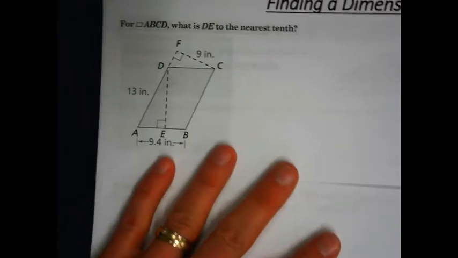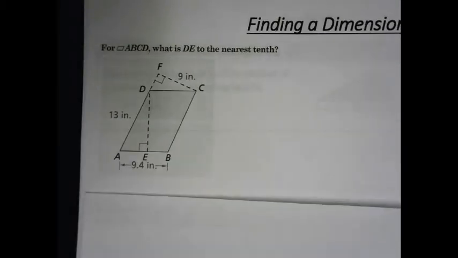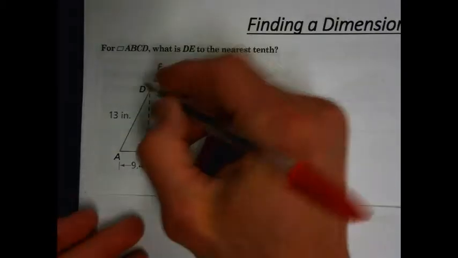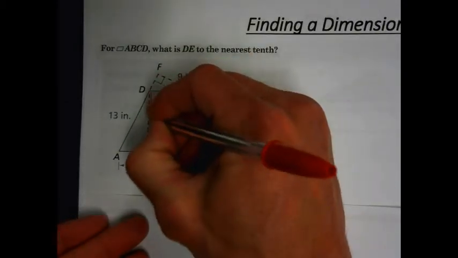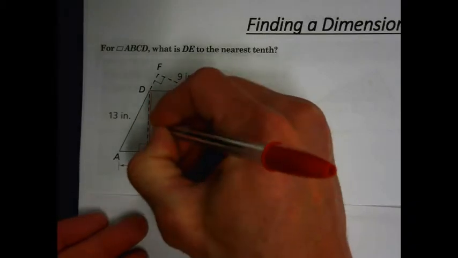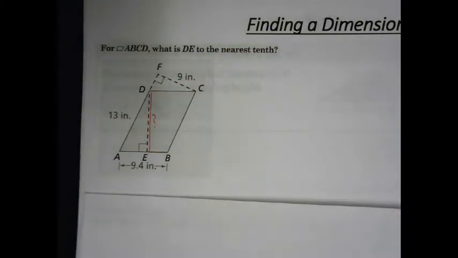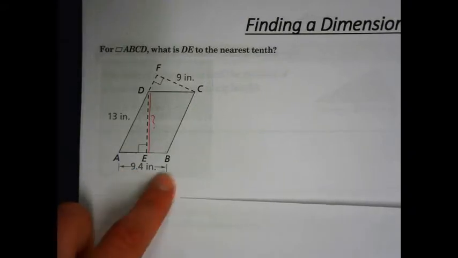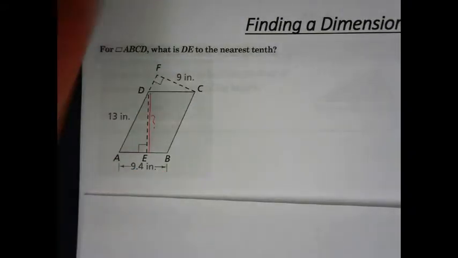So we're going to go from crawling into marathon running. Here's a parallelogram, ABCD. What is DE to the nearest tenth? So basically we're going to be looking for this. This is our question mark. What is the length from D to E to the nearest tenth? And man, look at this stuff. Well, I have a base of 9.4 inches, right? But where's my corresponding height? I have no corresponding height. I'm actually looking for the height.